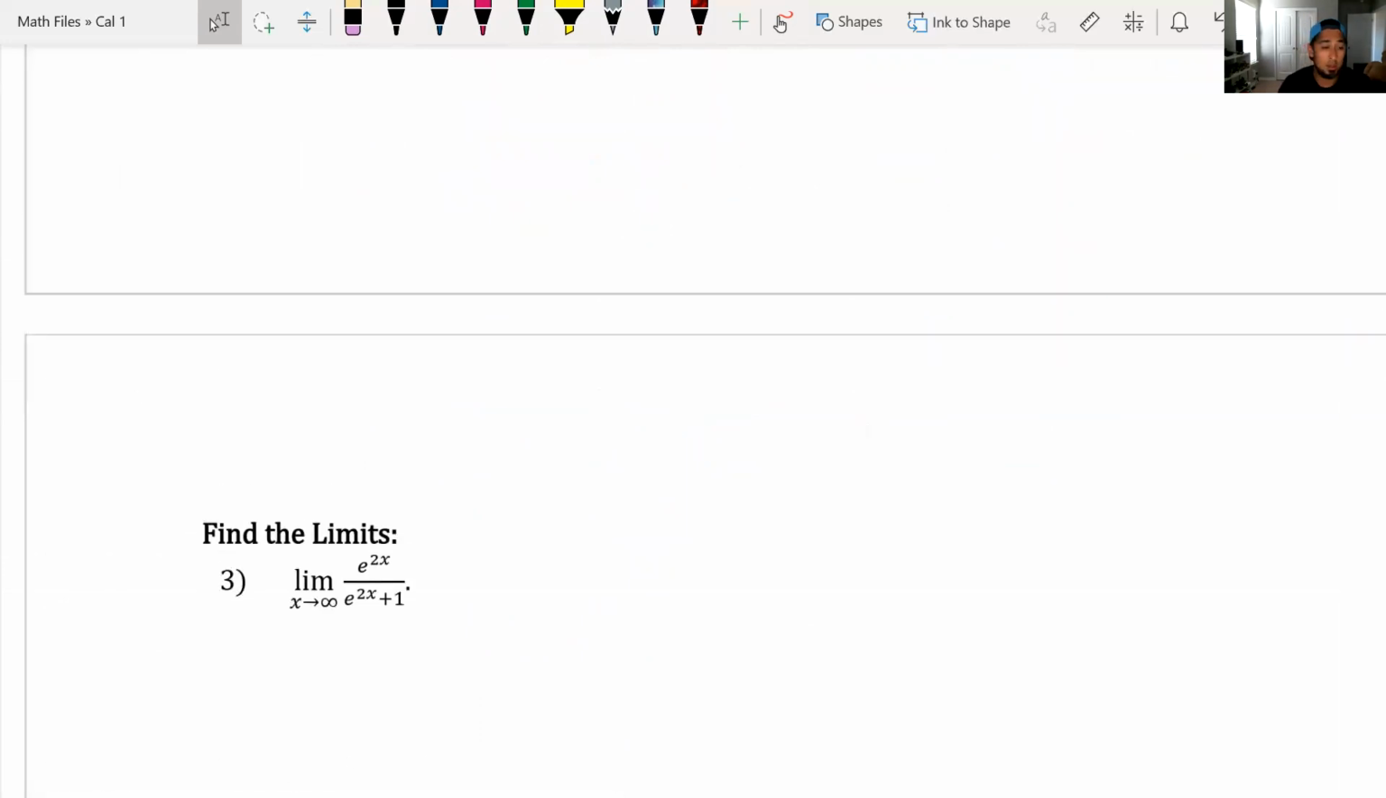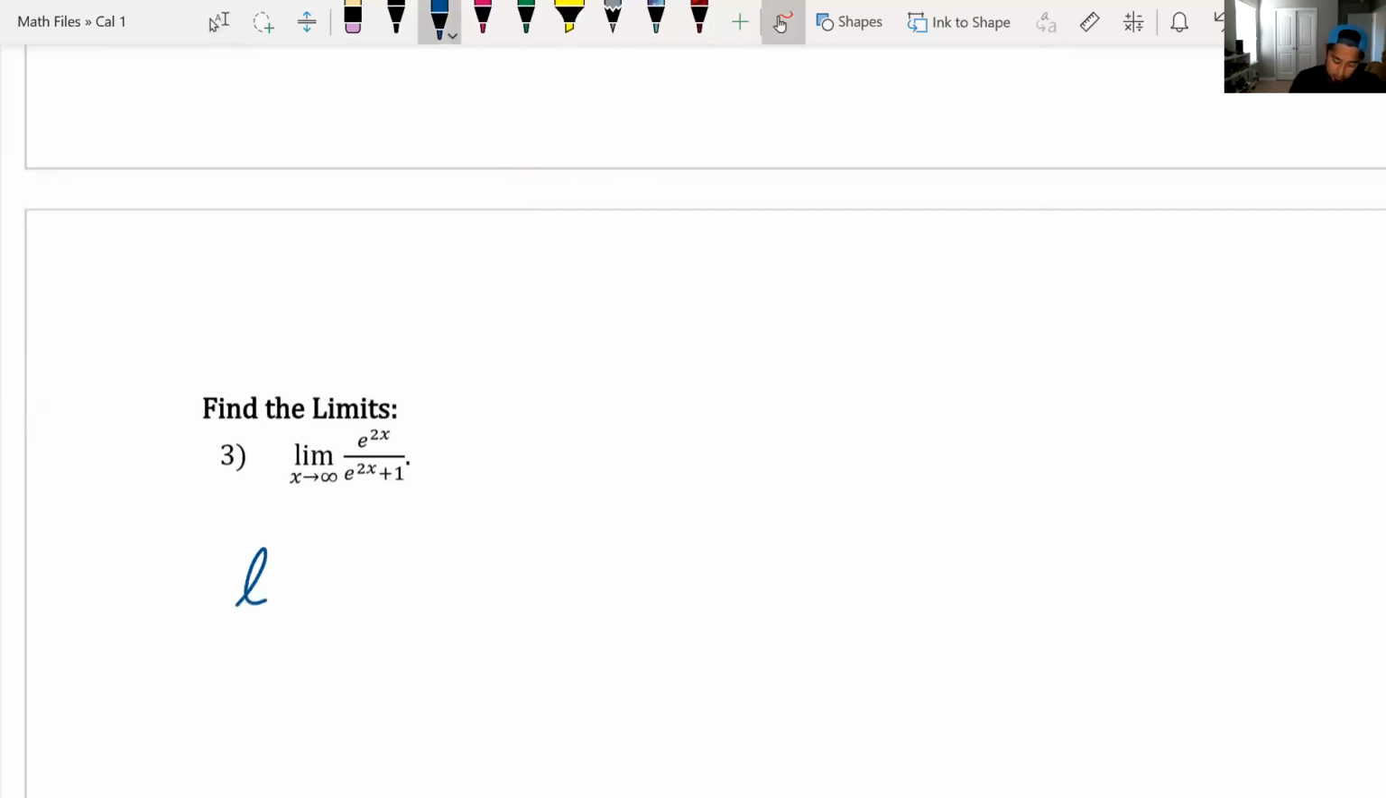Three. Find the limit as x approaches infinity of e to the 2x over e to the 2x plus 1. So this is just like the limits at infinity. We can evaluate these limits by using the power trick. The power trick is we divide all terms by the highest power in the denominator. It just so happens that e to the 2x is the largest power in the denominator. So all we have to do is divide everything by e to the 2x.